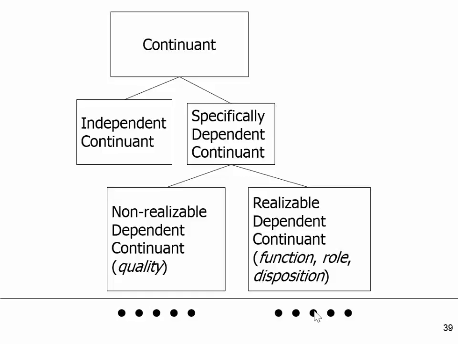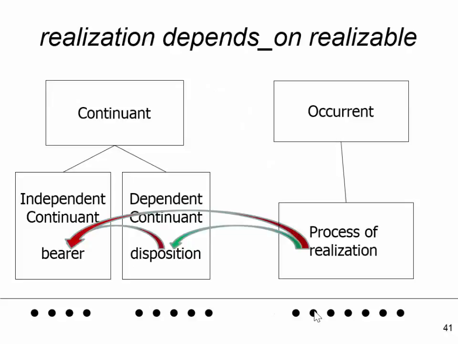An example would be the function of your hand to grasp something. This function of my hand is now being realized because I'm grasping something. But it's not being realized when I'm just holding my hand loosely in the air. But I still have that function even when I'm not realizing it. So the function is a realizable dependent continuant. And then realizations are functionings, they're processes on the occurrent side rather than on the continuant side. A process of realization is dependent on the realizable dependent continuant, such as the disposition, which is dependent in turn on the bearer of that realizable dependent continuant.